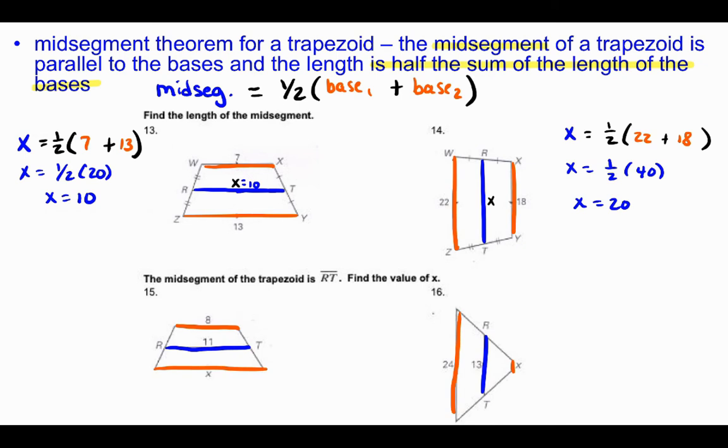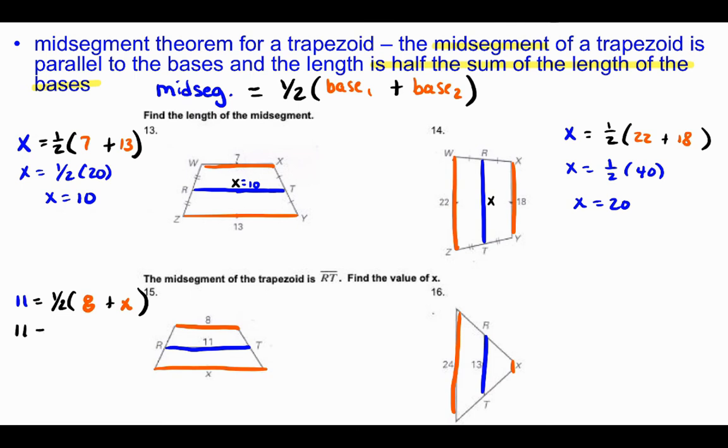We can use our mid-segment to calculate a base length as well. If we have a known mid-segment, it is still equal to half the sum of the bases. It's just that this time one of our bases is a number and one of our bases is a variable. So we're going to have to use our algebra skills.